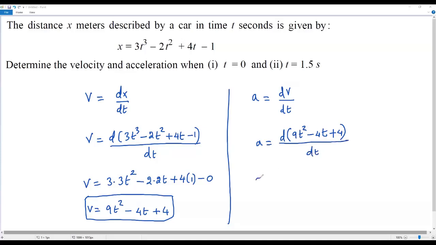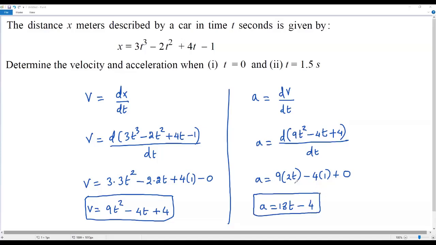Then I'm getting d of (9t² − 4t + 4) over dt. Now let's find the derivative of this. The constant 9 is multiplied by the variable, so we keep the constant 9 as it is. When I find the derivative of t² using the power rule, I am getting 2t. Negative 4 times the derivative of t with respect to t, which is just 1. And 4 is a constant, and the derivative of the constant 4 is 0. So a equals 9 times 2 is 18t, negative 4 times 1 is 4. Now I got the acceleration function.